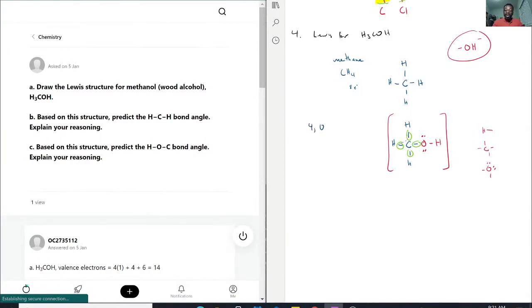The electron geometry would be tetrahedral, and the molecular geometry, based on the fact that it's a 4-0 split, 4 bonding pairs, 0 lone pairs, is also tetrahedral.